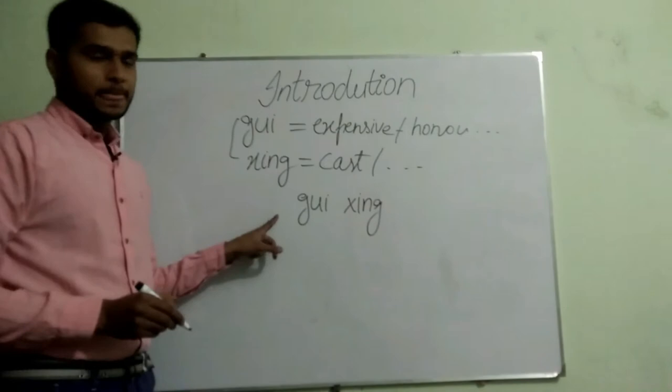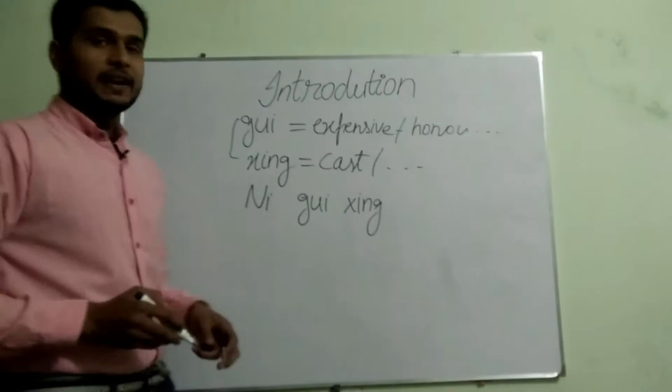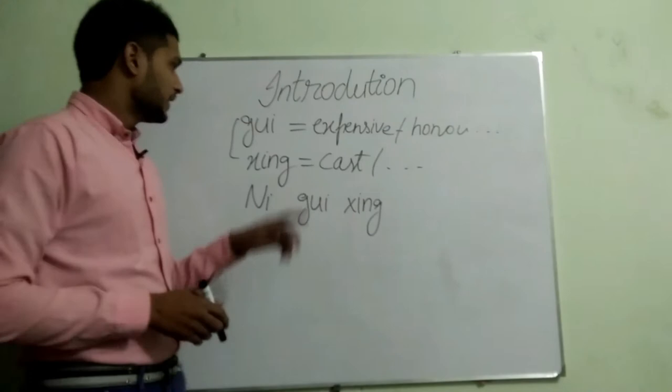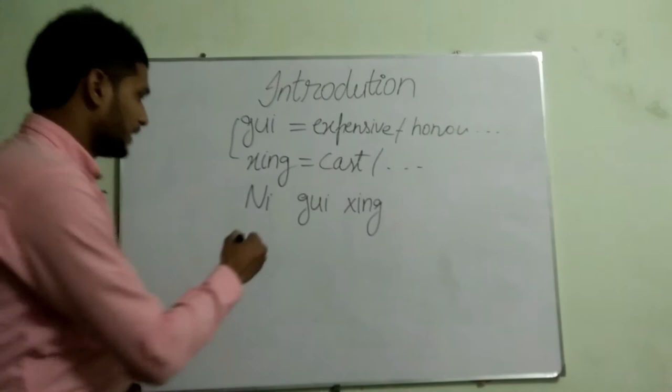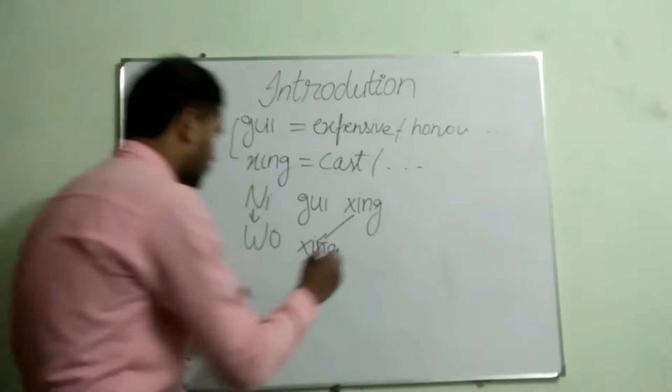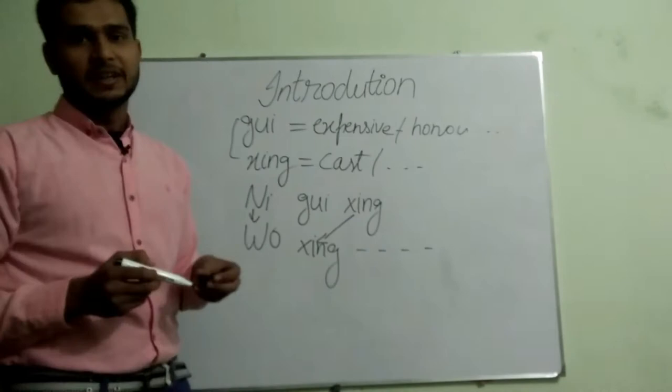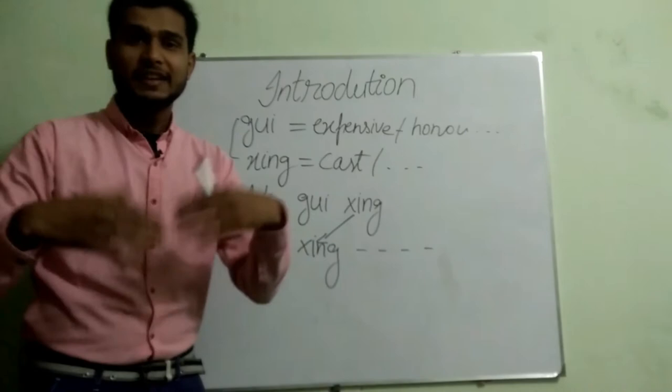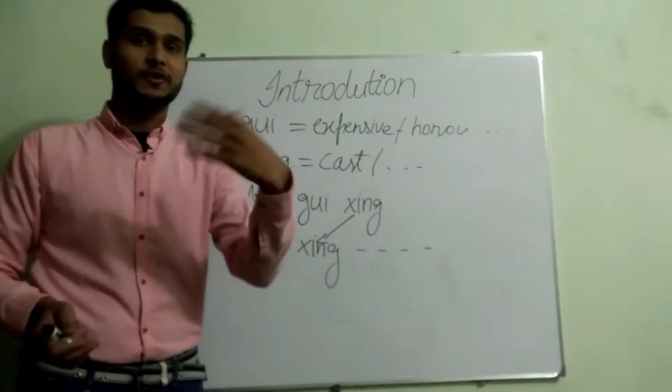If I put here ni, ni gui xing, its meaning is what is your caste or your surname? And the answer is wo. Replace this with wo and put this xing here. Wo xing. And here your caste or surname. How to ask? Ni gui xing. And answer is wo xing, dash dash dash.